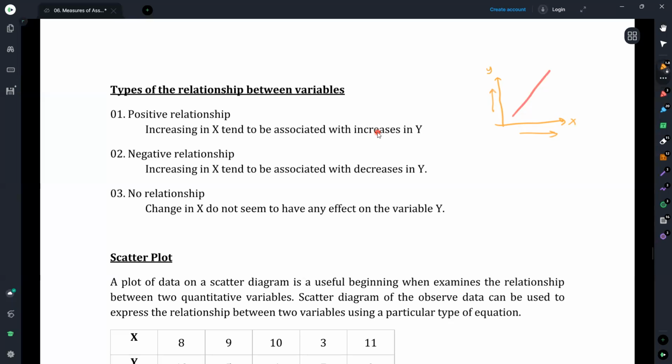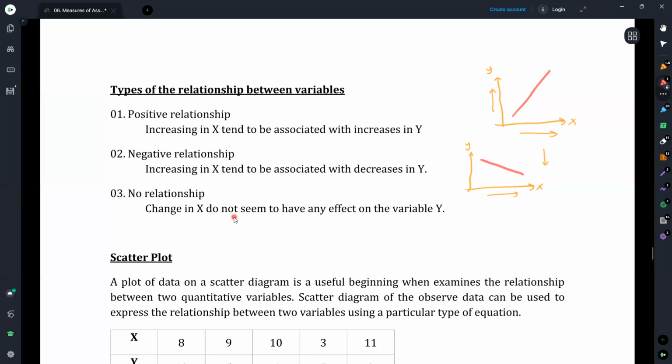And if you move to the next one, it is the negative relationship. Here what we can see is that an increase in x tends to be associated with a decrease in y. Here we have x and y. As you go along the x-axis and x increases, you may find a decrease in y, and you will get a graph in this way. Suppose you start from this point and increase the value of x; now you can see that in the increasing direction of x, the value of y has decreased. Therefore, there is a negative relationship between the x variable and the y variable.